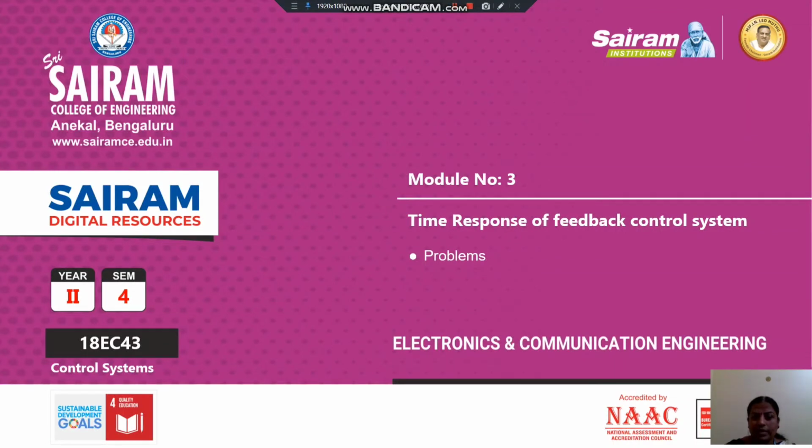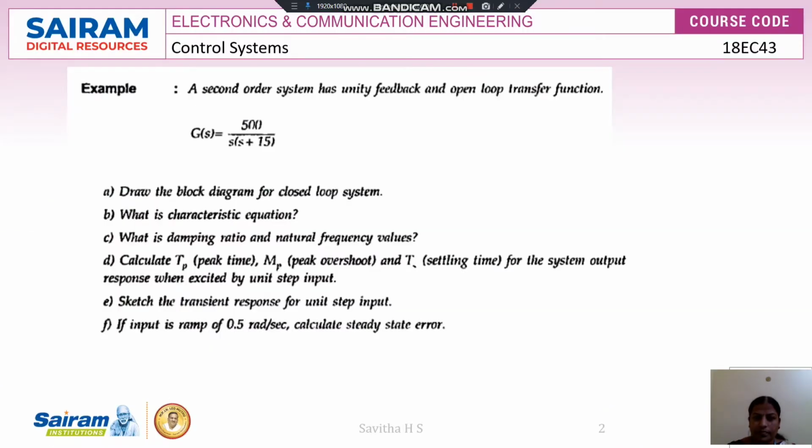Dear students, in this video we'll see some more problems on time response. So we'll see the first problem. A second order system has unity feedback and the open loop transfer function G(s) = 500 / (s(s + 15)). Draw the block diagram for the closed loop.